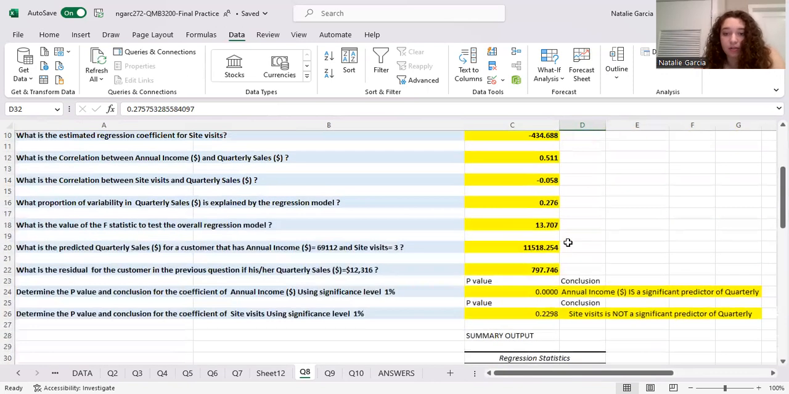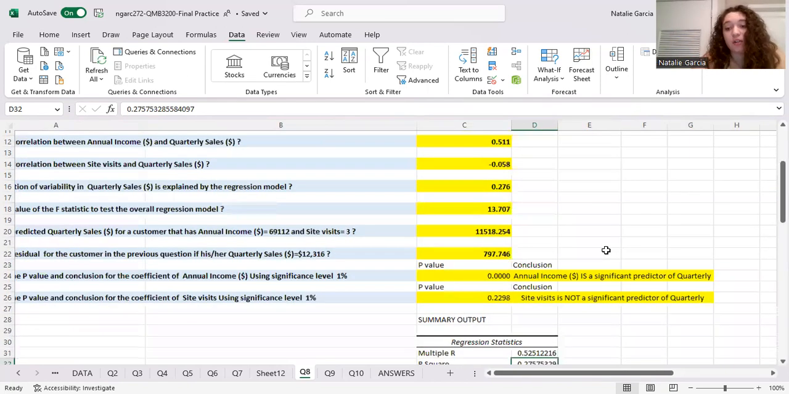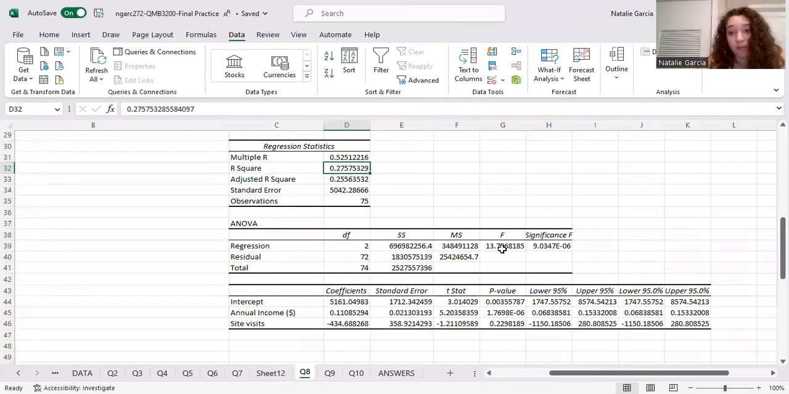And then you're just going to click equals that. That describes the proportion of variability in quarterly sales that's explained by the regression model that we set up. If the F statistic is the next question, the F statistic is just another direct pull from the regression results. So it's going to be here. The F statistic is the test statistic.